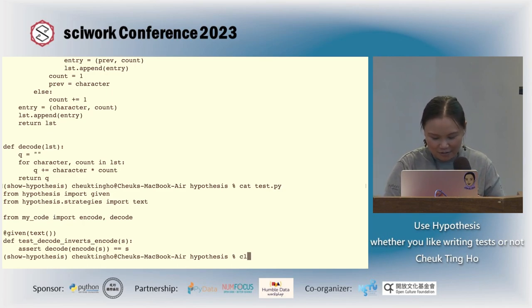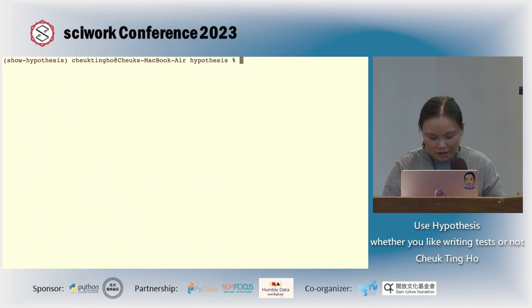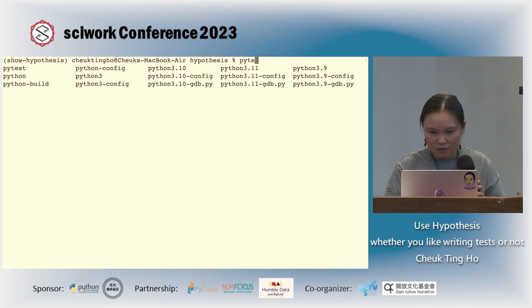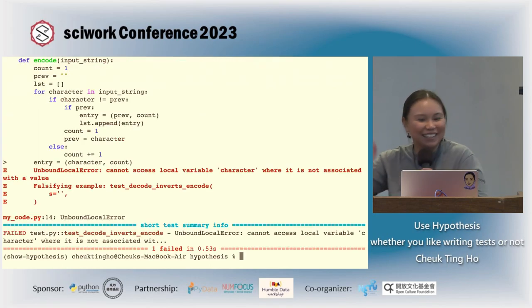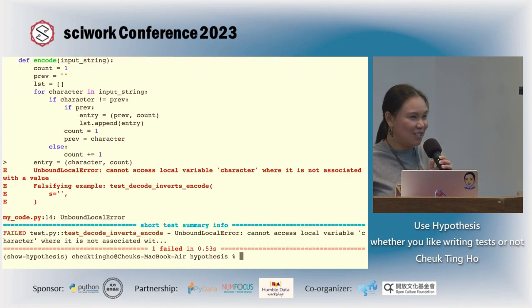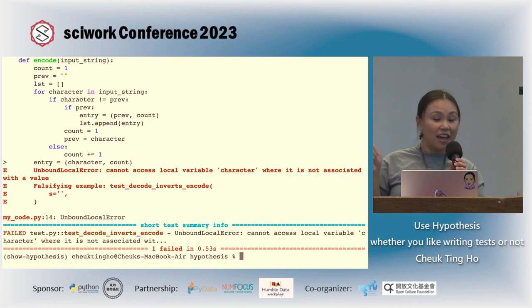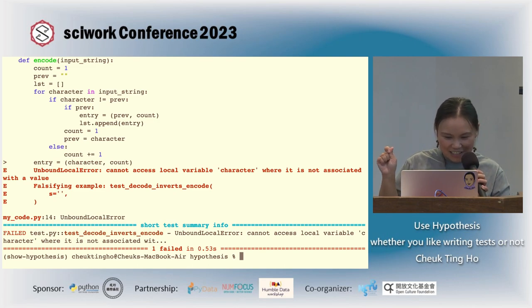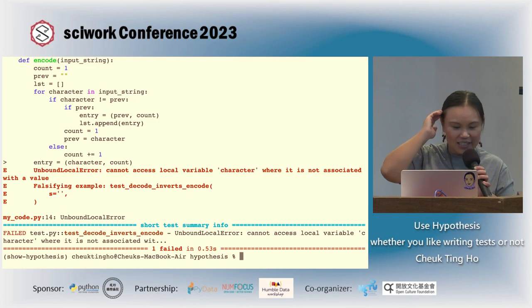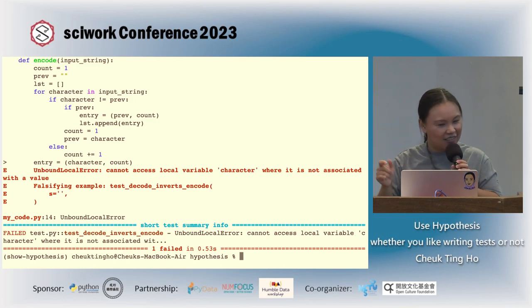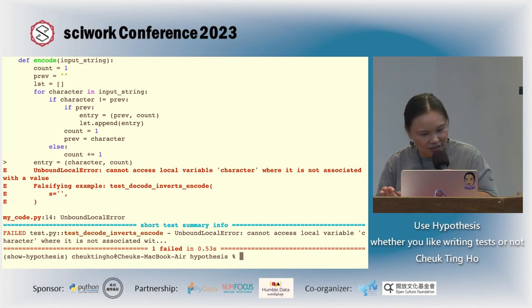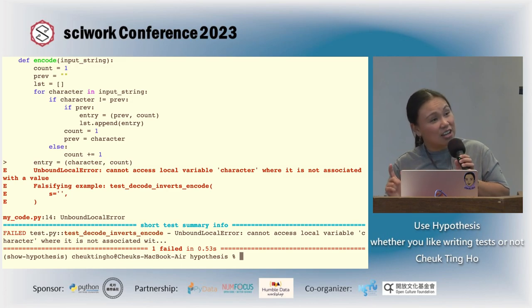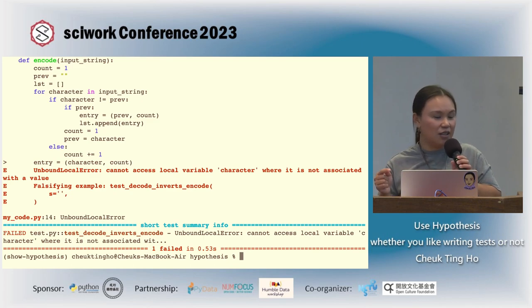So now I'm using hypothesis. Let's clear it up because it gets messy. So let's run the test. I used hypothesis together with PyTest. So PyTest test. Difficult to type with one hand. Okay, so I use PyTest to run the test file. And there's an error. Actually, this is what I'm expecting, because it found a problem: if we have s equals to nothing, then the test doesn't work. So now we have found an edge case for encode, because if the input is nothing, then it won't work.